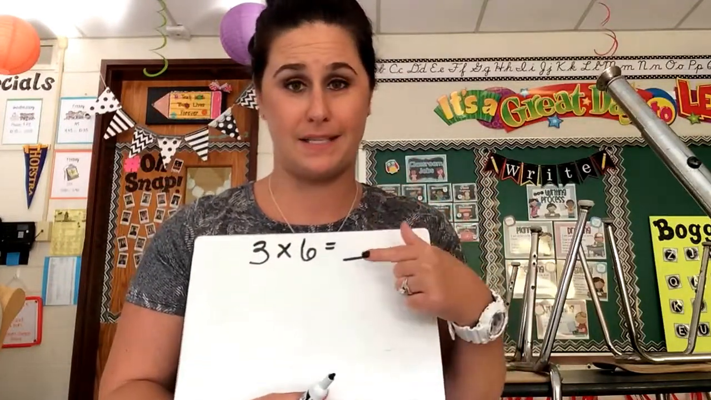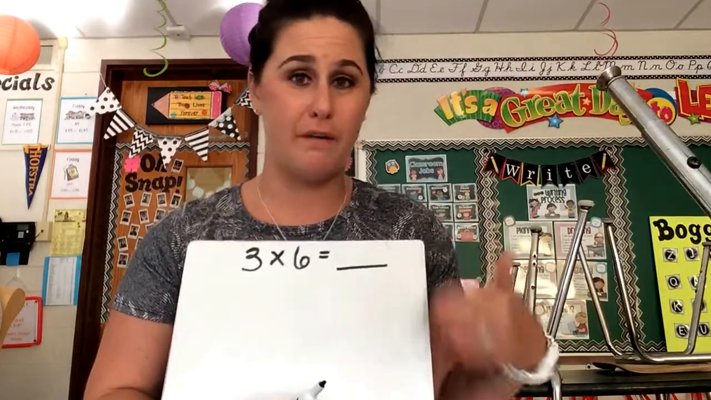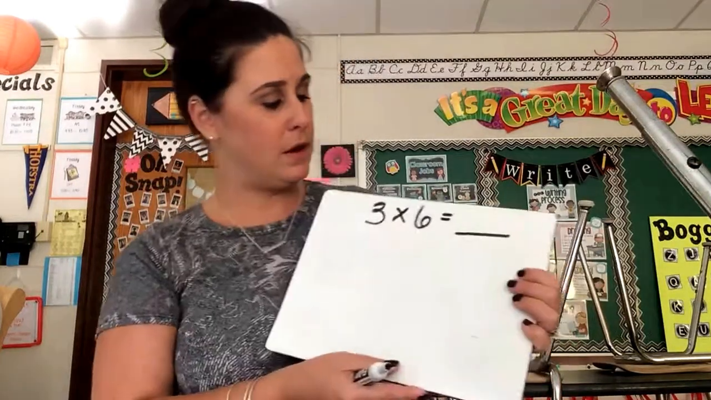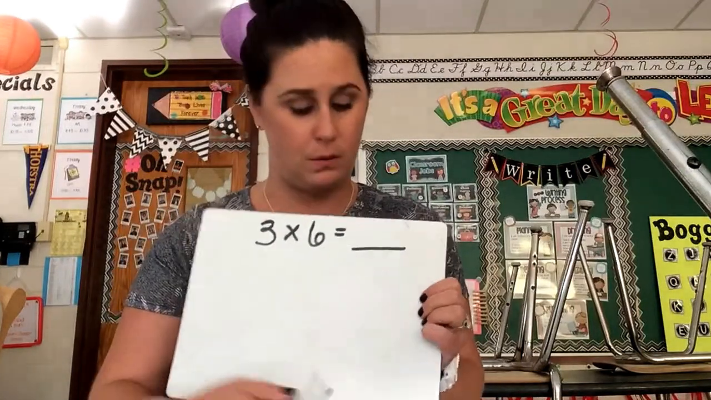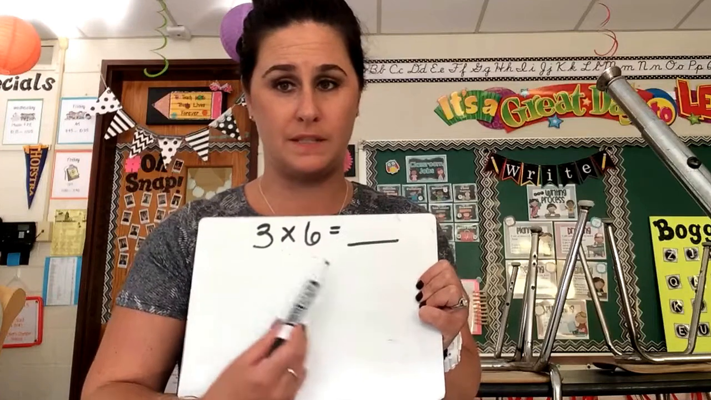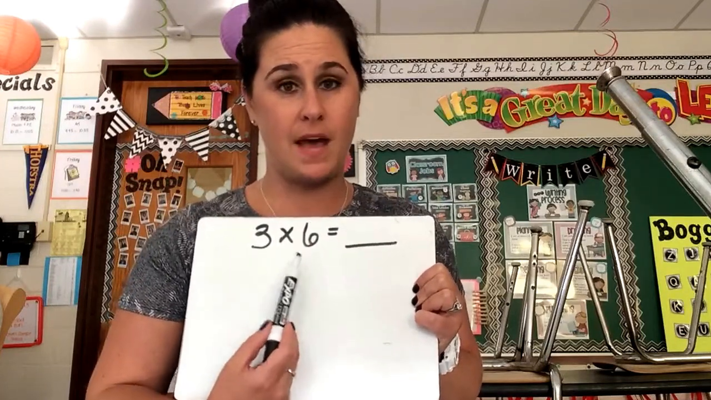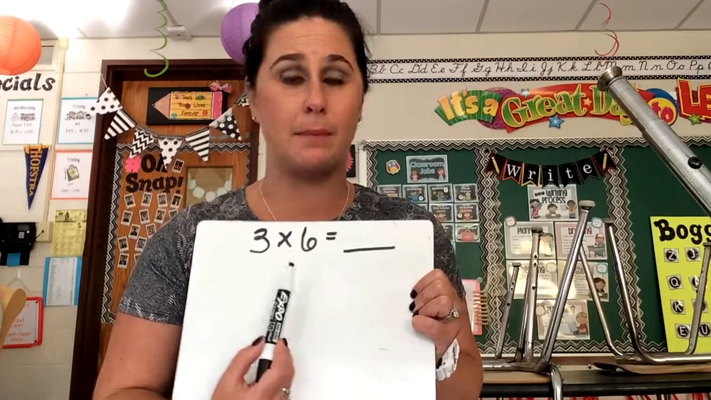Now, I'm pretty positive this is not on there, so I don't want to give you one of the homework answers, but they're all very similar to this. When we look at this problem, 3 times 6 equals blank, what we are saying is there are 3 groups of 6. Remember, this first number is how many groups there are, and the second factor is how many are in each group.